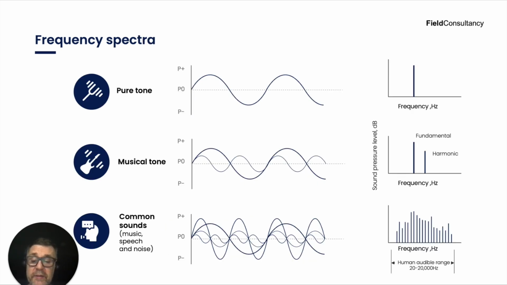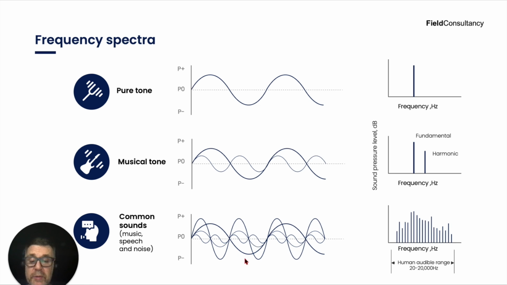We have just listened to single frequencies or single tones of sound. That's what you see on the top of this slide, where we have a pure tone. It's a single wavelength of sound. In a sound level versus frequency plot, it would stand out as one single frequency.